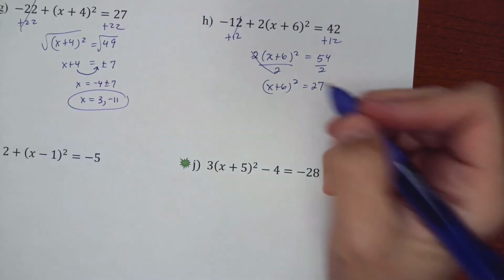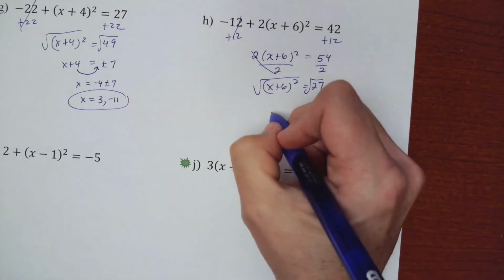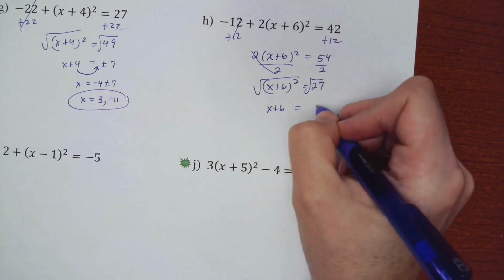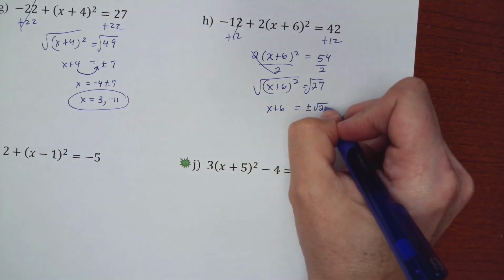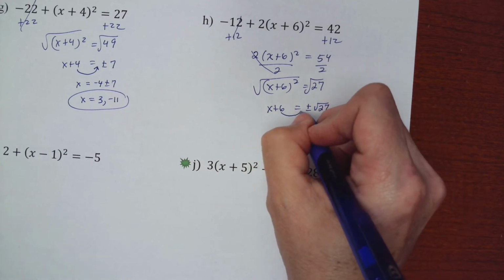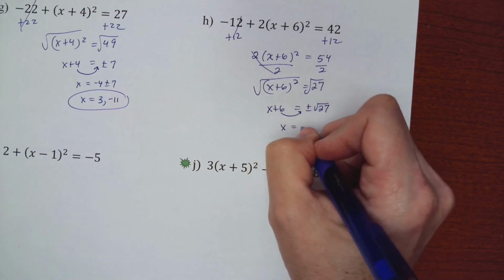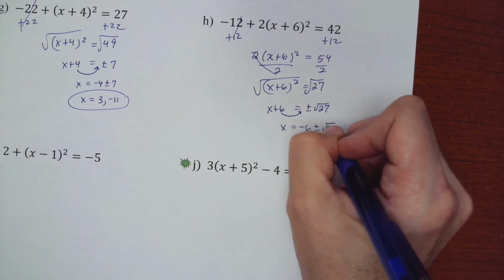All right, so time to take the square root. Square root. So x plus 6 pops out. And plus or minus, I don't know the square root of 27 right off the top of my head. So I do know that 6 is going to come over. So x equals negative 6 plus or minus radical 27.